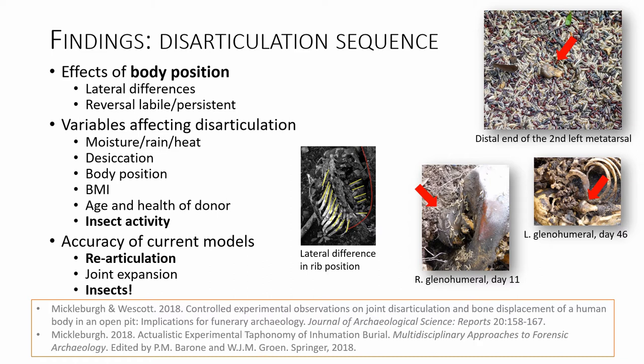So with regards to the findings, and I'm really going to rush through this, I'm very sorry, with regards to the findings on the disarticulation sequence, one of the main outcomes of this study is essentially we're confirming what we already knew in archaeothanatology, that the body position affects the order of disarticulation and the process of disarticulation of the joints. So I noticed that very subtle asymmetrical positioning of the body can lead to huge differences in disarticulation of the joints on either side. As an example, you'll see here the right shoulder and the left shoulder, and there's over a month in between. Now, for an experiment that lasted just 7 months, that's a huge time difference between the two sides of the body.